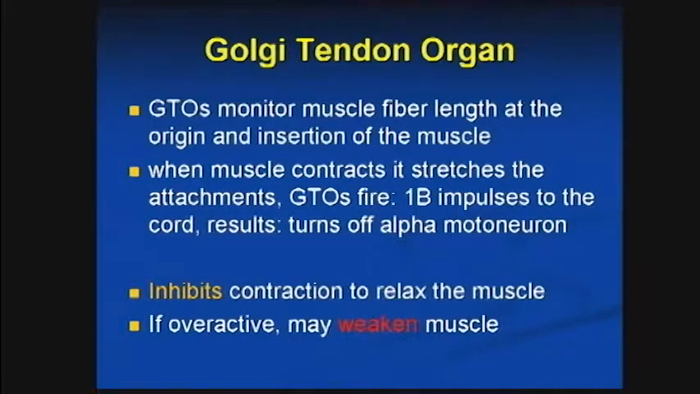GTO gets a stretch. It says, hey, I'm sending a message into the 1Bs of the spinal cord, and I'm turning off the alpha motor neuron. Turning off protects the muscle from contracting so hard that it would tear or avulse its tendons from the bone. So if these GTOs keep firing and inhibiting, the muscle has to have some activity to keep its strength. If the GTOs fire excessively, you're going to find that muscle's weak.